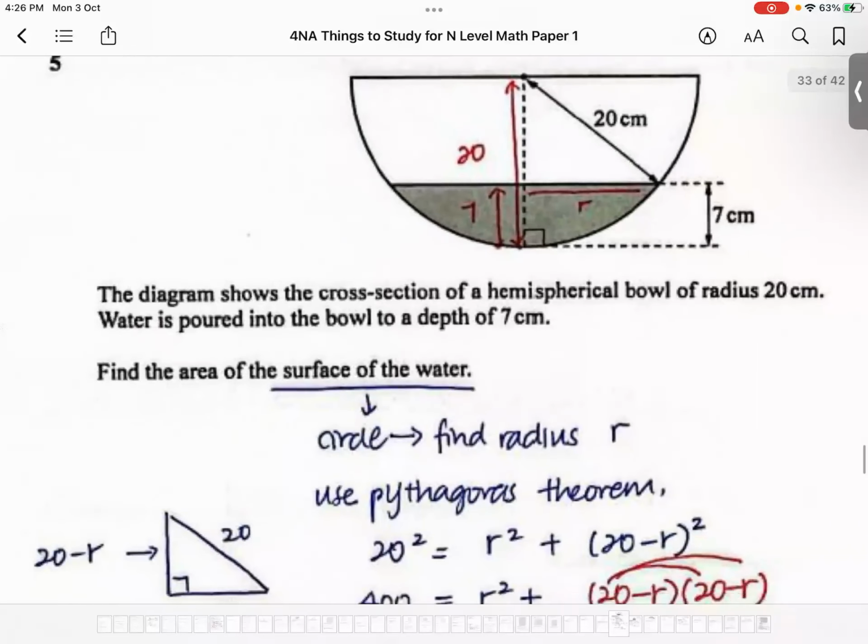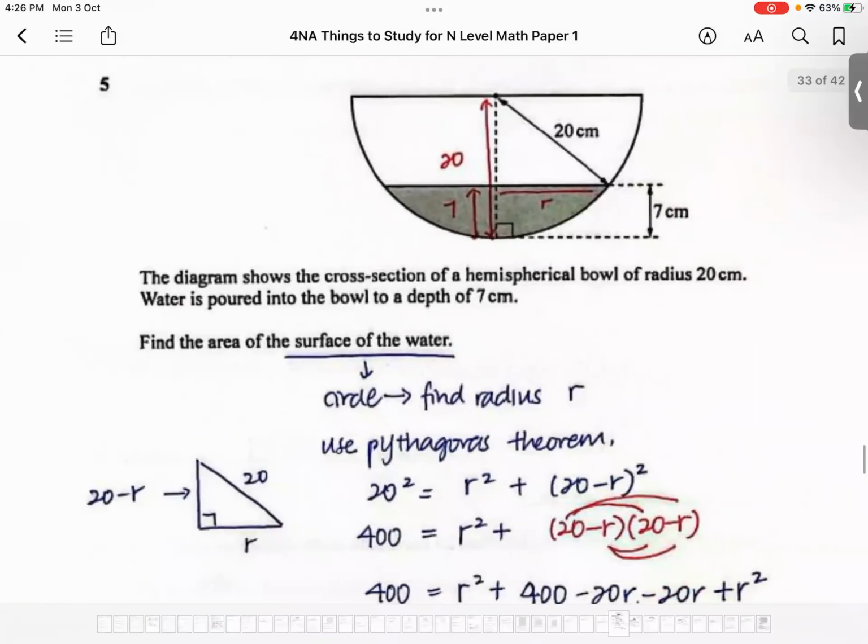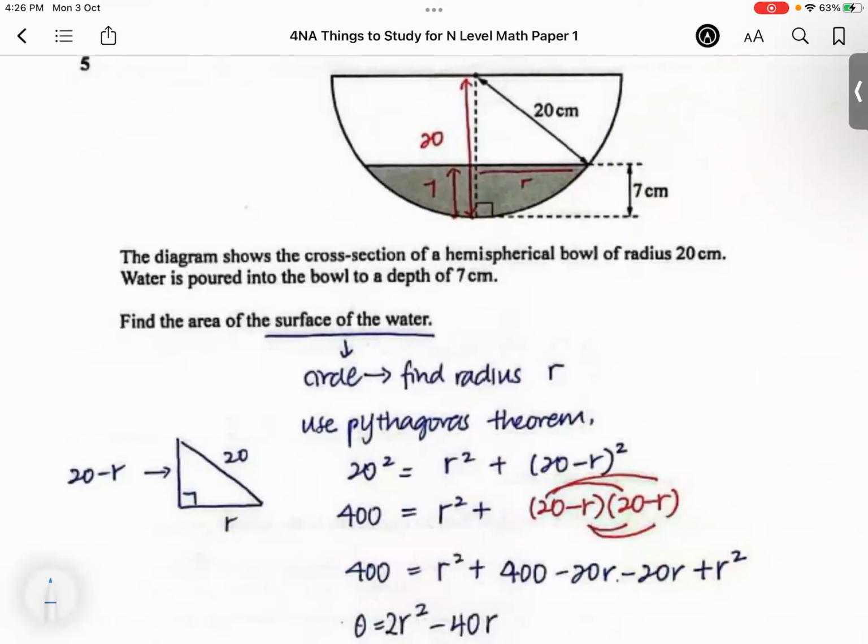Next thing, why is this question so special? Because this is the radius. If you turn it, this is also the radius. So a lot of students cannot see this portion. The whole thing is 20. Then they say the depth is 7. That means this portion here is 20 minus r.